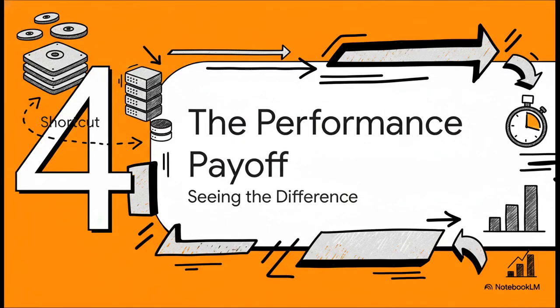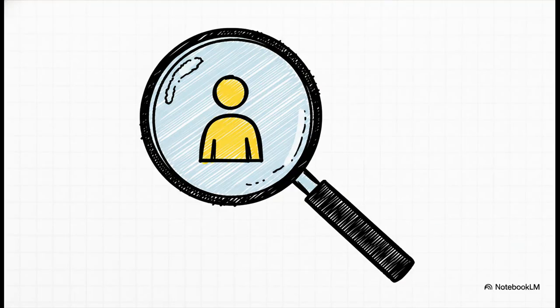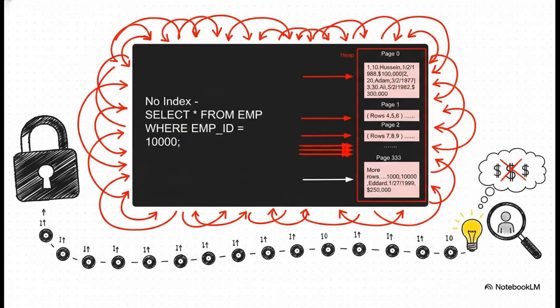I mean, how much of a difference does this shortcut really make in the real world? Here's our mission. We need to find a single employee, ID number 10,000, in a table that has thousands and thousands of rows, all spread out across hundreds of different pages. Without an index, we're stuck. The database is forced into that painfully slow full table scan.